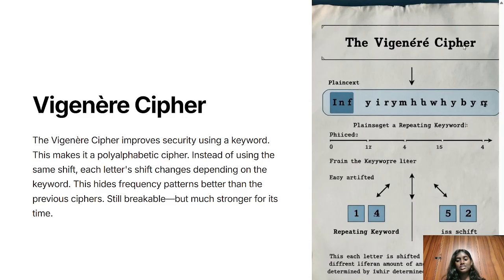Next, Vigenère cipher. The Vigenère cipher takes the security level higher by using a keyword. It applies different Caesar shifts depending on the letters of the keyword. This makes it a polyalphabetic cipher, meaning multiple substitution alphabets are used. As a result, frequency analysis becomes much harder, though the cipher is still eventually breakable.